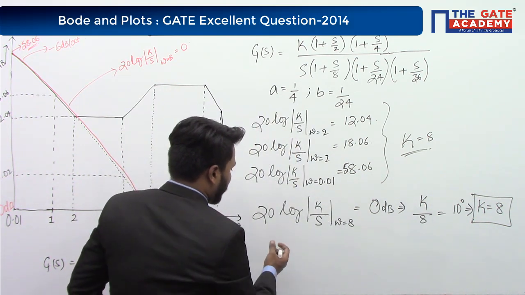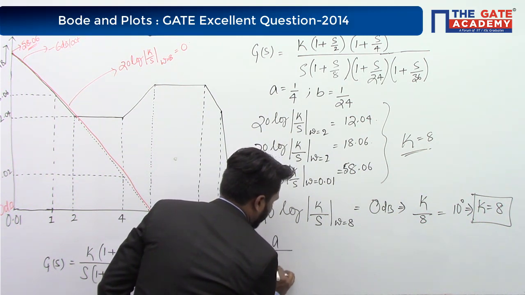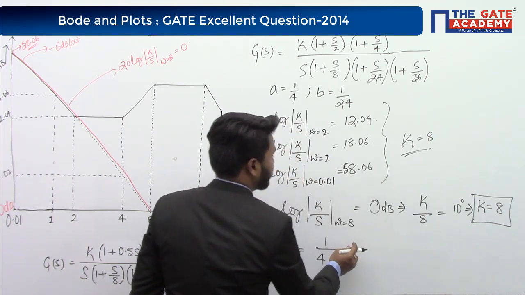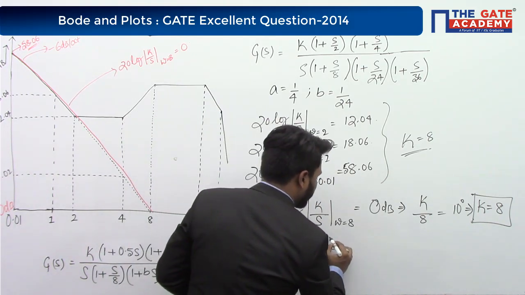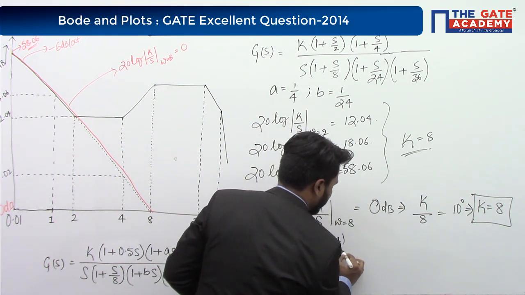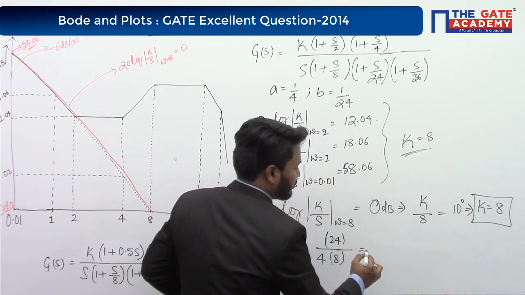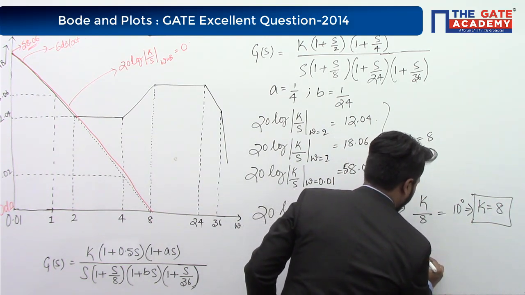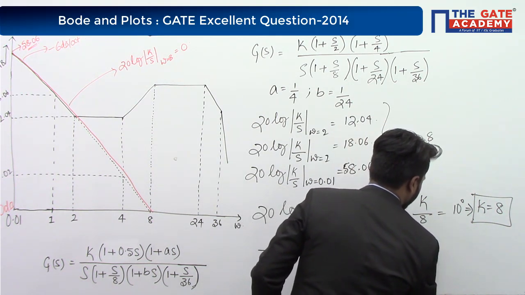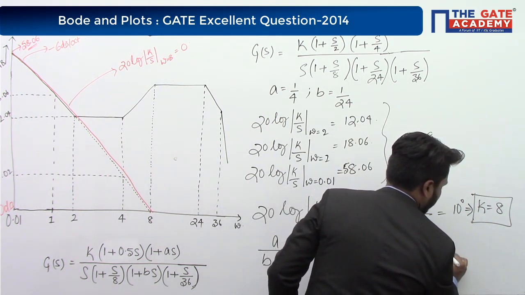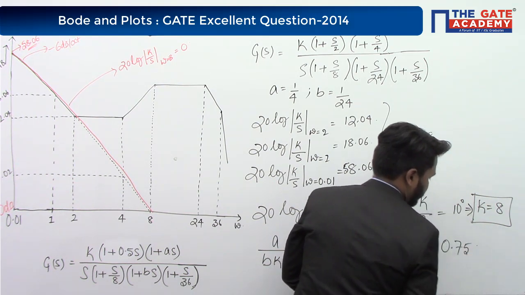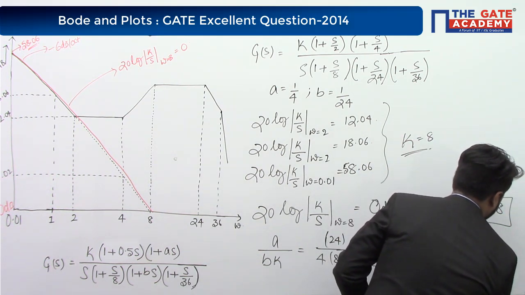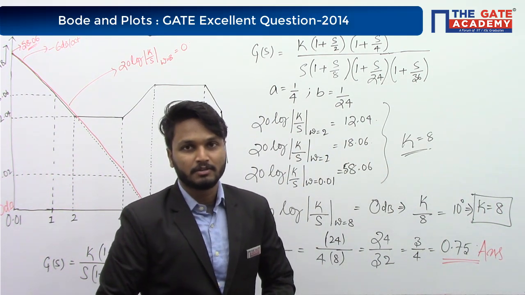Therefore, A upon BK we need to find out. A divided by BK is equal to 1 by 4 and divided by B, which means 24 in the numerator and 8 in the denominator. You will be getting 24 upon 32. This is simply 3 by 4. This is 3 by 4, that is equal to 0.75. Therefore, the final answer for the given question is 0.75.